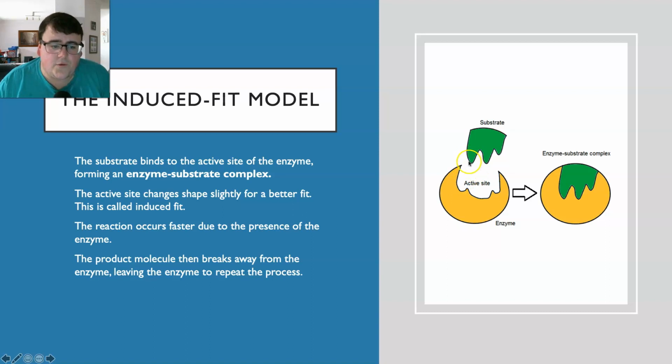In order for the substrate to bind to the enzyme and form something known as the enzyme substrate complex, the active site needs to change shape slightly to give it a better fit. That's why we call it an induced fit. It's a forced fit. The substrate will fit into the enzyme here, and the enzyme will slightly change shape to give it that perfect fit in order to form the enzyme substrate complex.